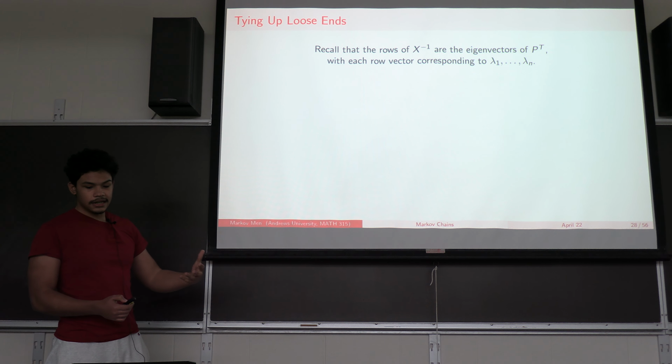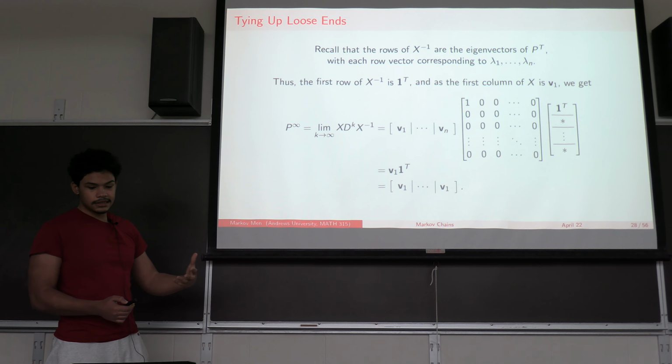What that ends up giving us is that, well, first we just consider that the rows in X inverse are actually going to be the eigenvectors of P transpose. I have a proof for that if you really want to see why that's true. With each row corresponding to the same order of the eigenvalues we put in the diagonal matrix.